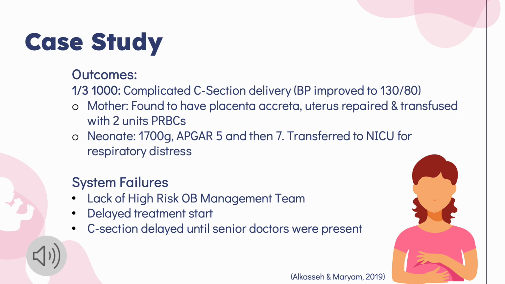So almost 24 hours after admission, the patient undergoes a C-section delivery, and the blood pressure improved overnight from the MAG infusion to 130/80. The mom was found to have placenta accreta, so her uterus was repaired, and then she was transfused with 2 units of PRBCs. The neonate came out weighing 1,700 grams. APGAR scores were on the lower side, 5 and then 7, so the neonate was transferred to the NICU for respiratory distress.